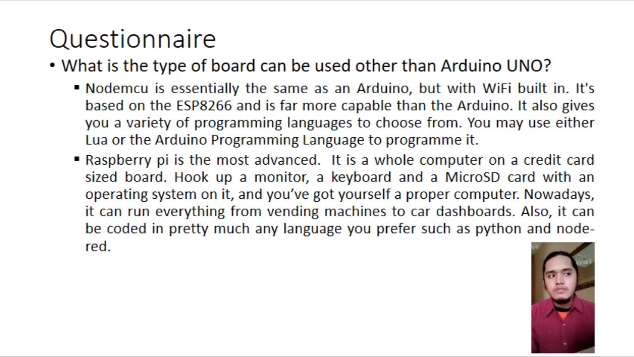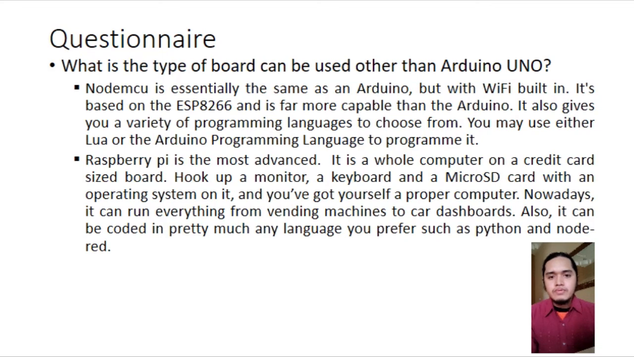The next one is Raspberry Pi. The Raspberry Pi is the most advanced. It is a whole computer on a credit card size board, with a monitor, a keyboard, and also a micro SD card. It will have an operating system and you get a proper computer. Nowadays it can be run for everything from vending machines to car dashboards. It also can be coded in pretty much any language, such as Python or Node-RED.